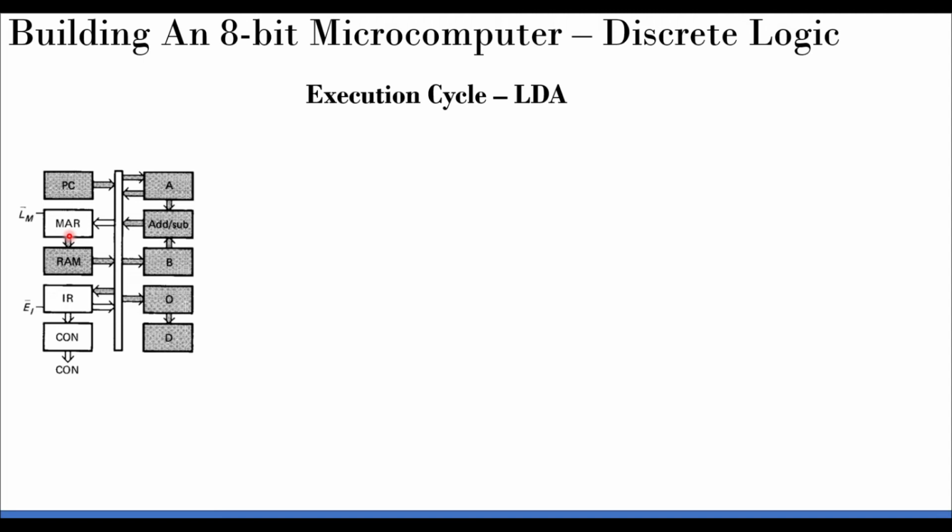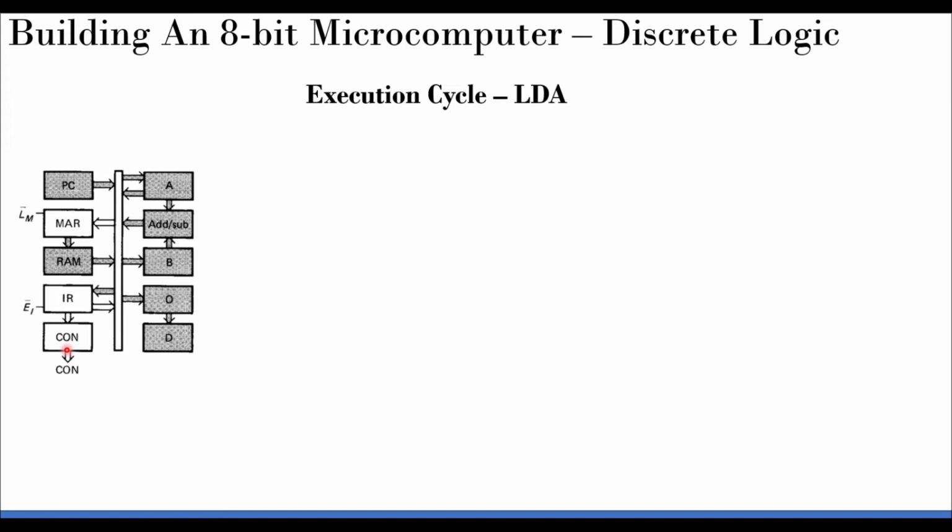Okay, so for that to happen, your LM bar has to go low and your EI bar has to go low, because EI going low means the instruction register's 4 bits will go to the bus and get connected to the memory address register. And then the more significant 4 bits are already there in the control signal. So that's done. The address is here. Now we need to fetch that address and put it into this one, right? So let's see what happens.